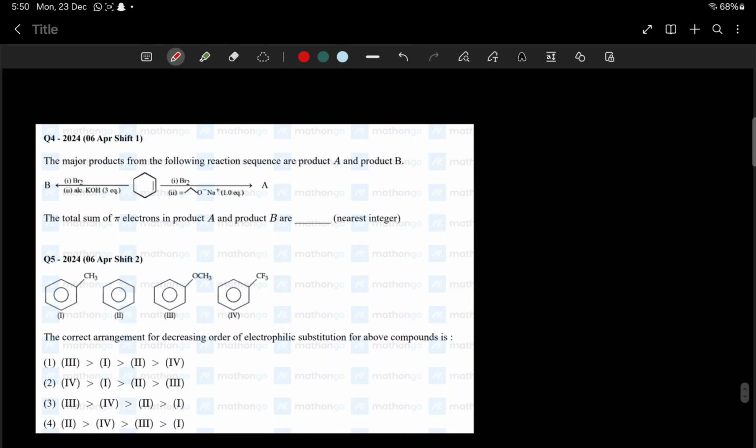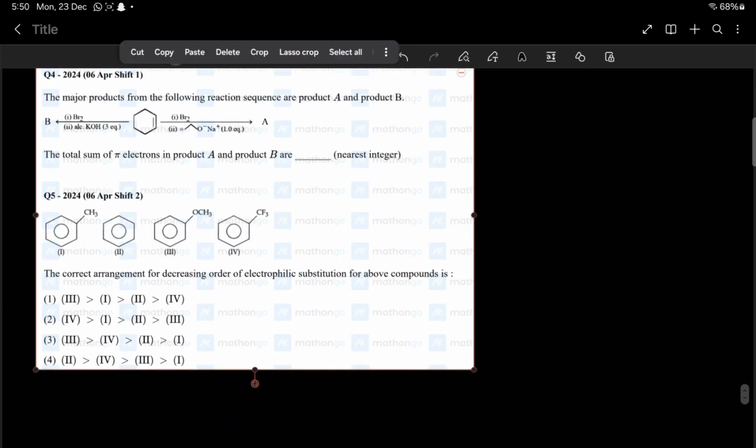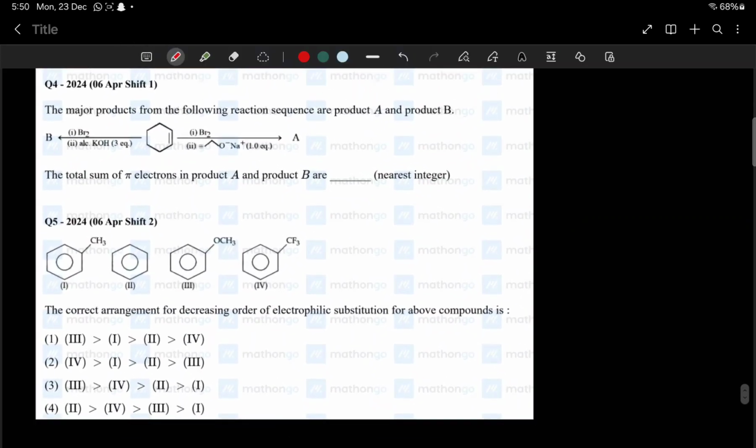Yes, we are having our next question here. I copied 2 questions, so we can do 2 questions. The major products of the following reaction sequence are product A and product B. The total sum of pi electrons in product A and product B is asked.